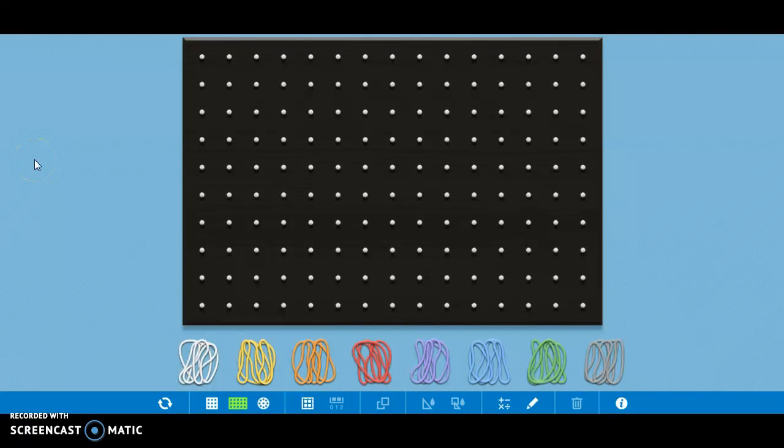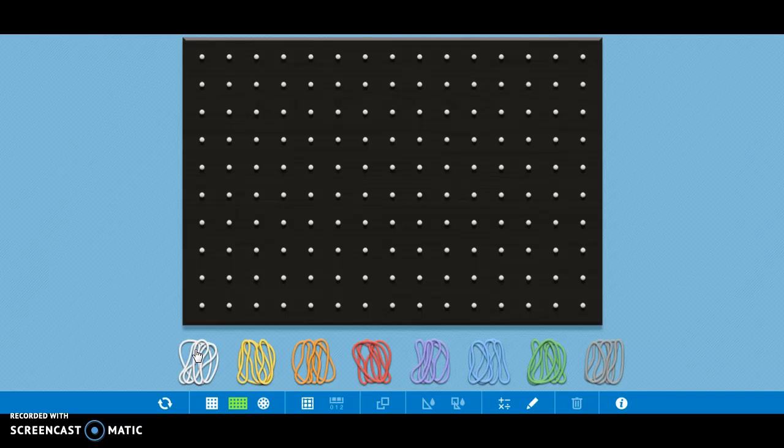Hi, today we're going to be talking about perfect squares and how to represent them on this geoboard. Now, what exactly is a perfect square? A perfect square by definition is a number that can be represented as the product of two identical integers. So let me show you an example on the geoboard.